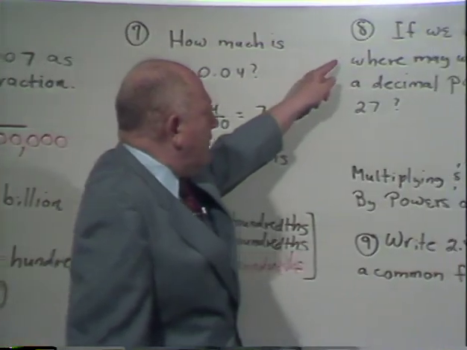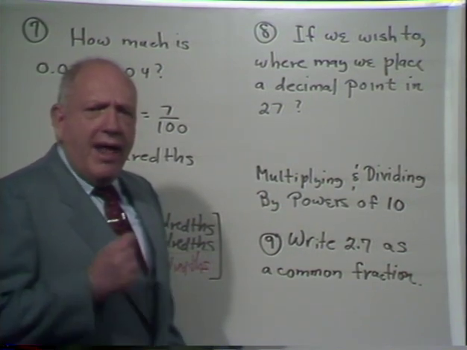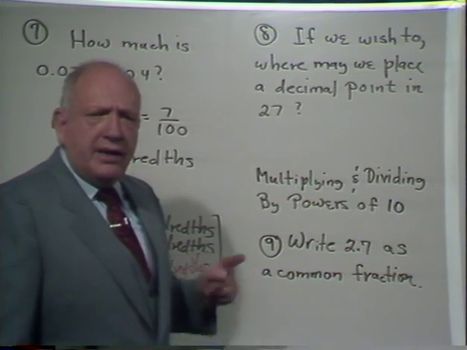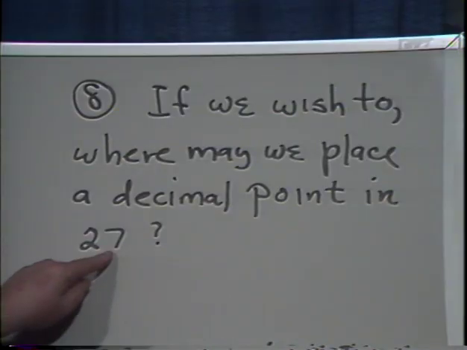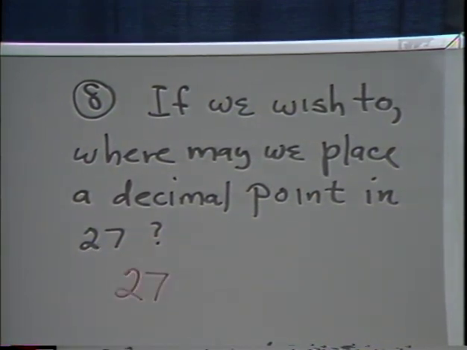See, this problem says if we wish to, where may we place a decimal point in 27? See, what does a decimal point do? It helps you locate the ones place. Remember, the ones place is immediately to the left of the decimal point. In the number 27, where there is no decimal point, what's understood to be in the ones place? The 7. See, it's 2 10s and 7 1s.